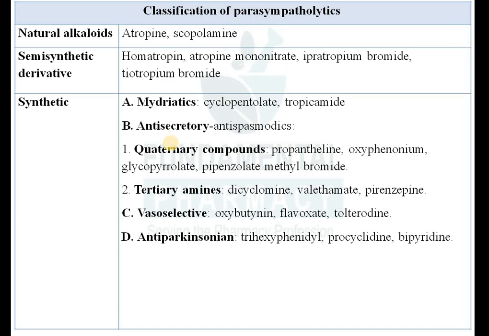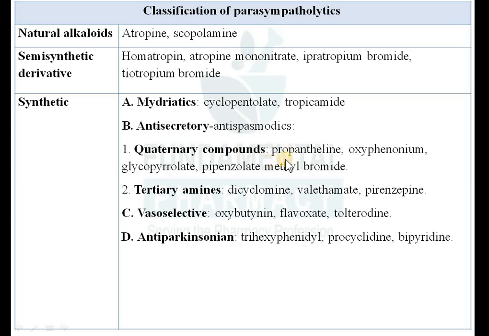In that also there are different classes. Anti-secretory and anti-spasmodic is the second class. In that there are two subtypes, quaternary compounds and tertiary amines. So which are the quaternary compounds, quaternary amines? Propantheline, oxyphenonium, glycopyrrolate, pipenzolate methyl bromide. So propantheline, oxyphenonium, glycopyrrolate, pipenzolate methyl bromide. All these are quaternary, and they are mostly used as anti-secretory agents.